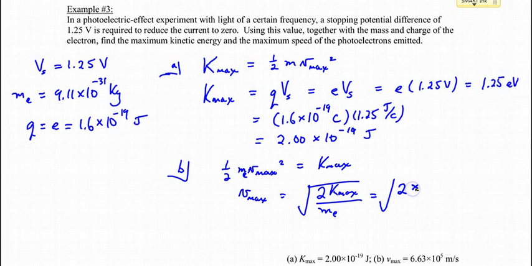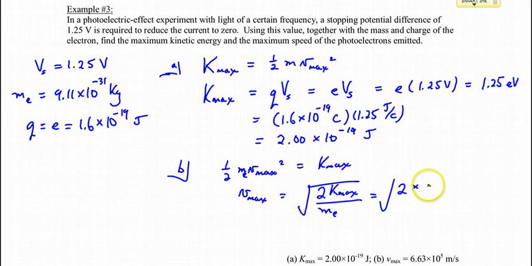Now 2 times... be careful once again with units. You can't use electron volts here because this is not a unit of joules. Remember that for kinetic energy, when we use a mass in kilograms and velocity in meters per second, we need to make sure our energy is in joules. So be careful with that.